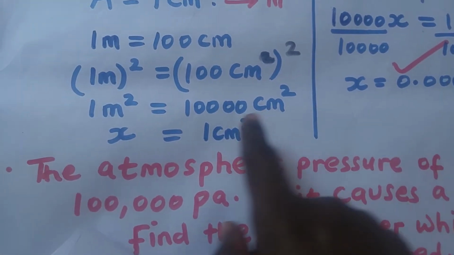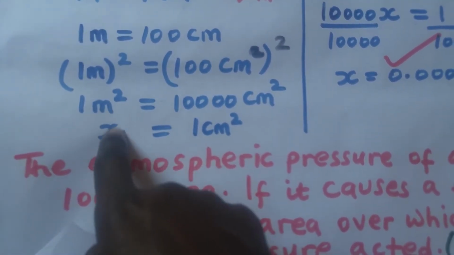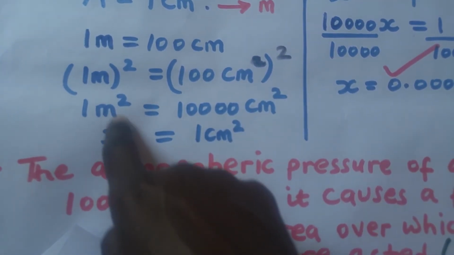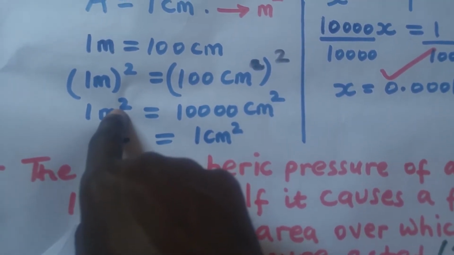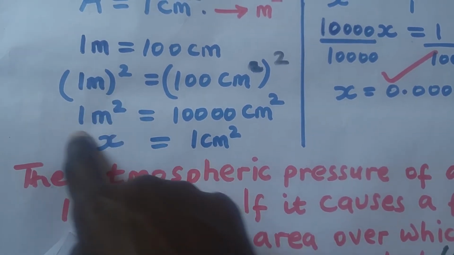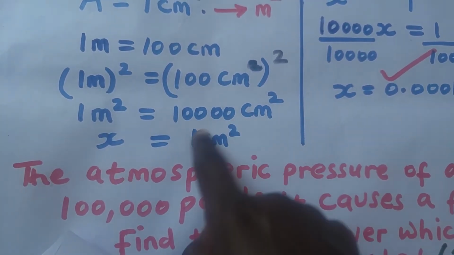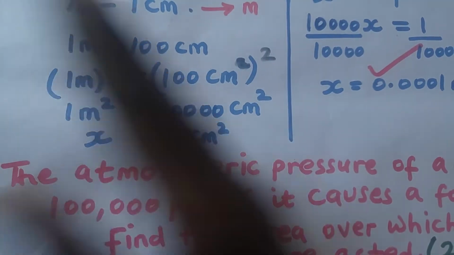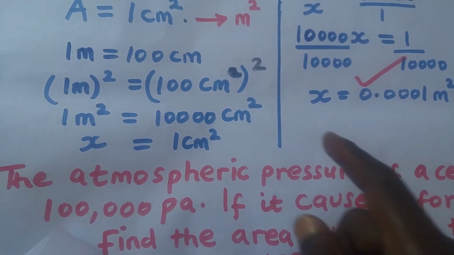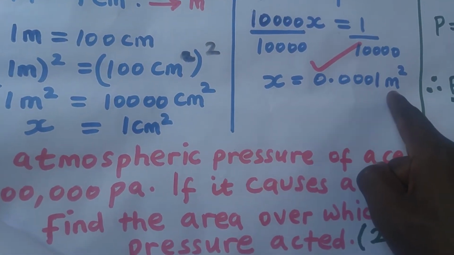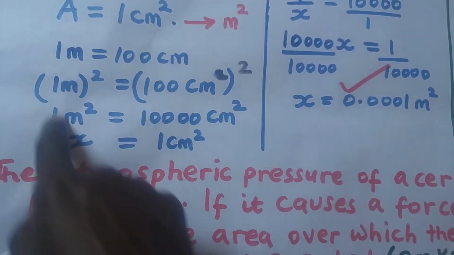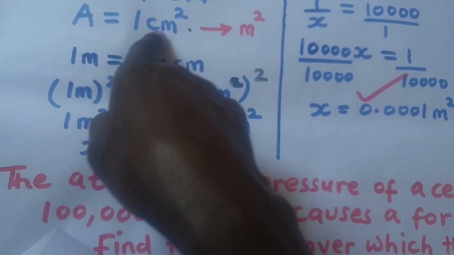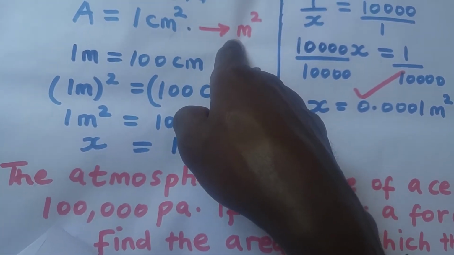Now, what is the unit for x? You see, x is on the side of meter squared. This one is a centimeter squared. The unknown x is on the side of meter squared. So the unit for x should be the same as the unit for this one. The units must be the same on both sides. So here our x is supposed to be meter squared. So what we have been doing here is changing the area from centimeter squared to meter squared.